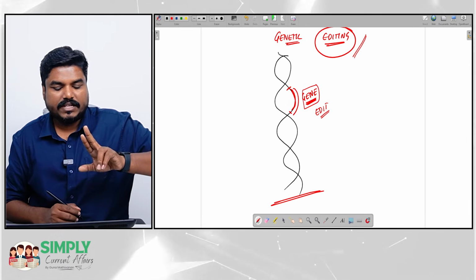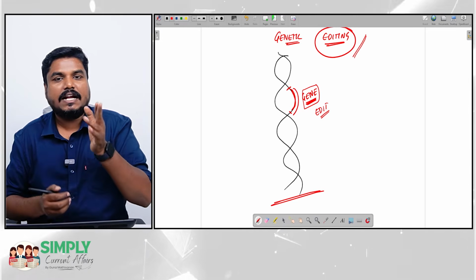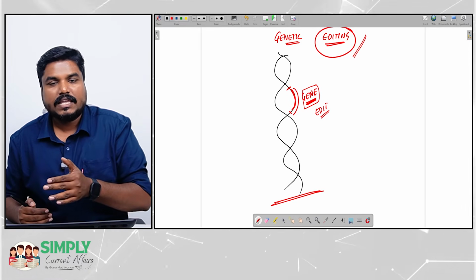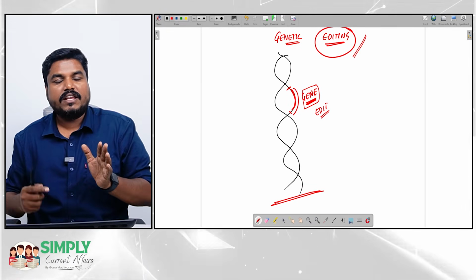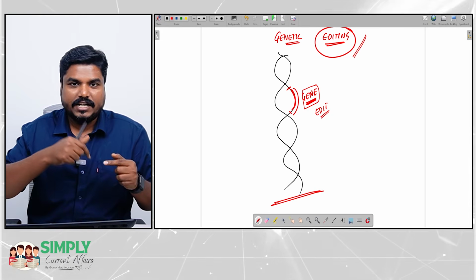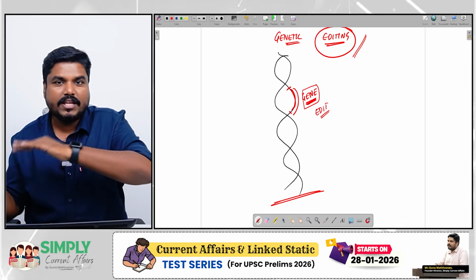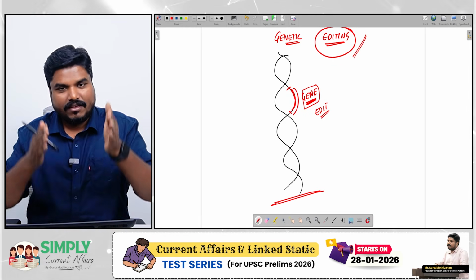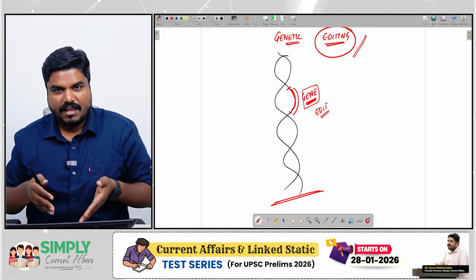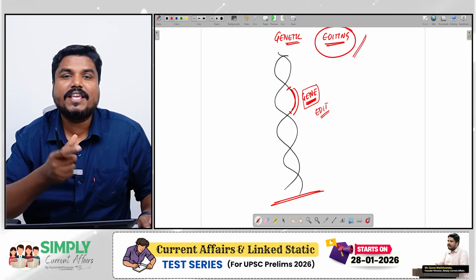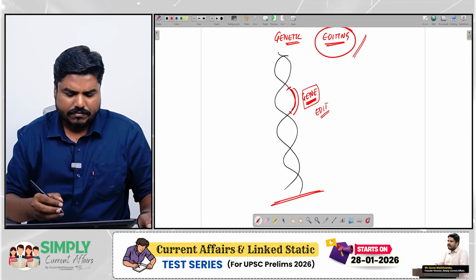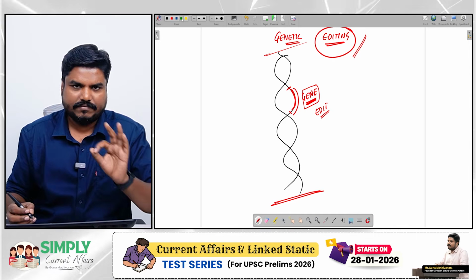The difference between genetic modification and genetic editing is, in genetic modification, we will introduce a foreign gene into the regular species. In gene editing, we will not bring any foreign genes. From the same DNA, from the same gene, we will try to do some tweaking. Okay, so broadly there are three techniques.